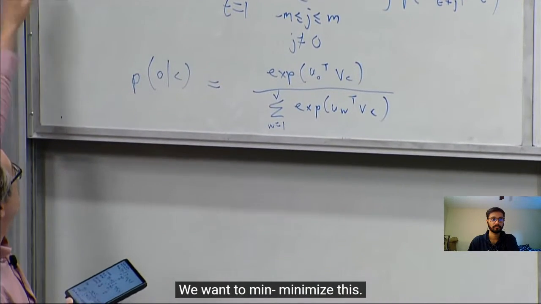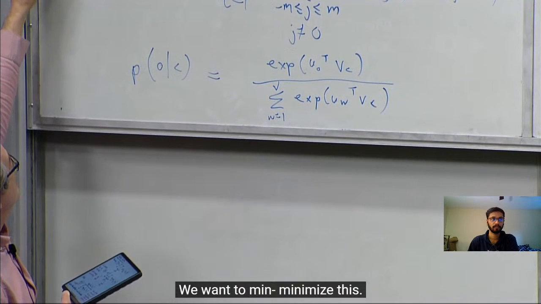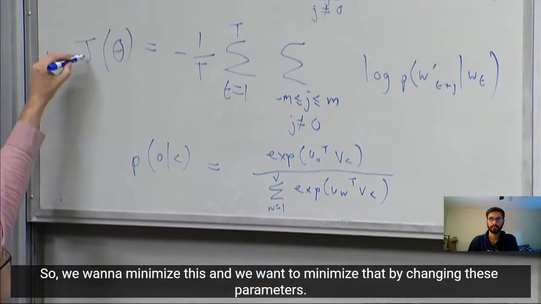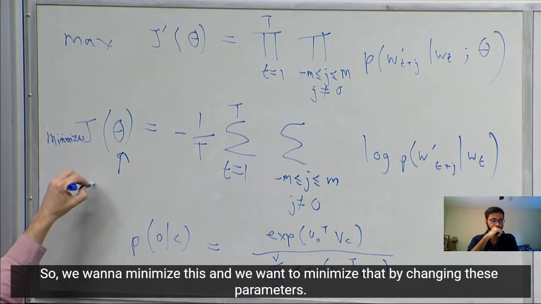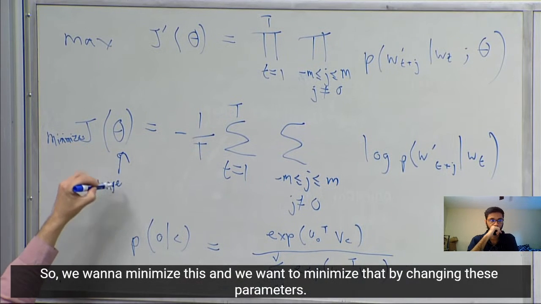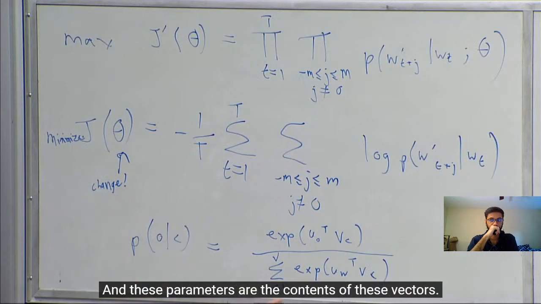We want to minimize this, and we want to minimize that by changing these parameters. And these parameters are the contents of these vectors.